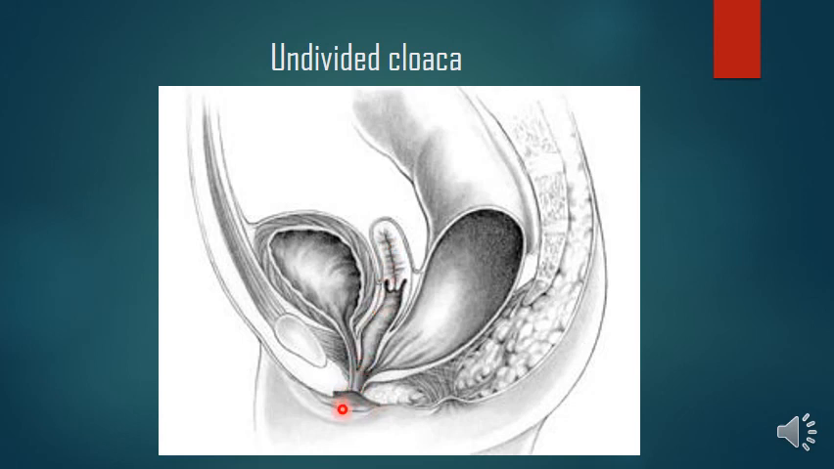All three are opening to the exterior through a single orifice, the common perineal orifice, after the rupture of the cloacal membrane, right? And both the genitourinary, this is the urinary and this is the genital, as well as the alimentary passages have a common perineal outlet. This is a normal phenomenon in birds actually, but in humans it is an anomaly, wherein there is failure of formation of the urorectal septum.